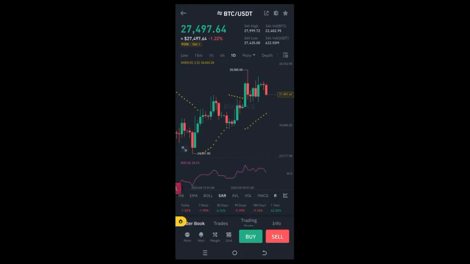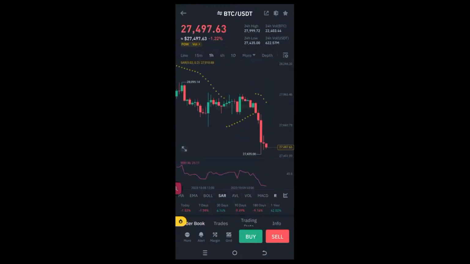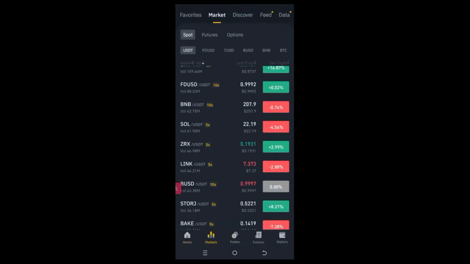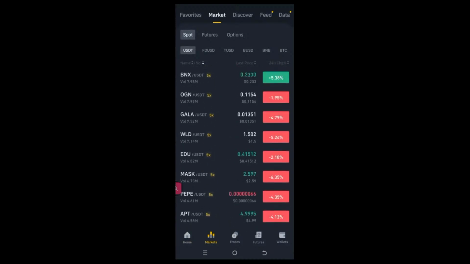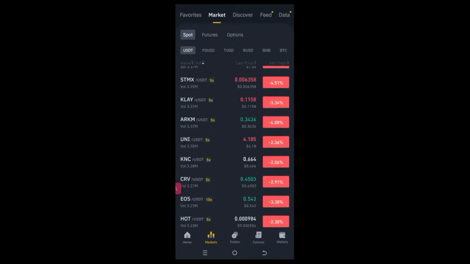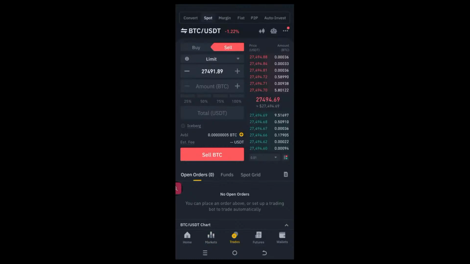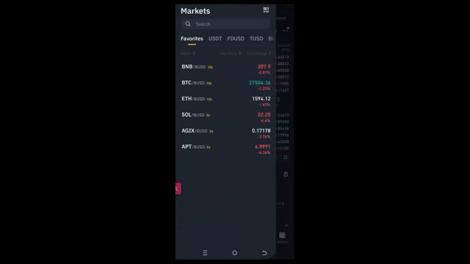BTC is dumping. This is one day. It's really been a bloodbath, as you can see here. If we go to the home page, you'll see that everywhere is red. Look at it. A lot of coins are currently dumping right now. So the market is red, almost 90% red. And so in that case, we'll definitely have to set a sell limit normally.